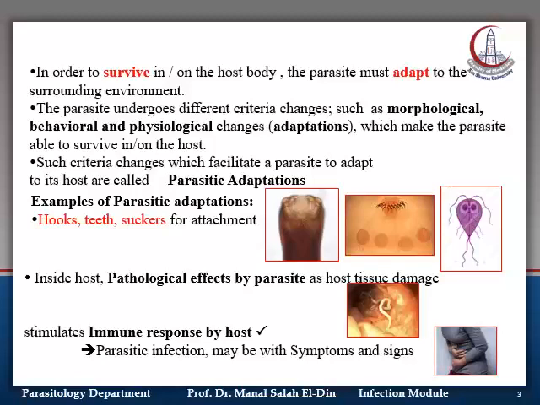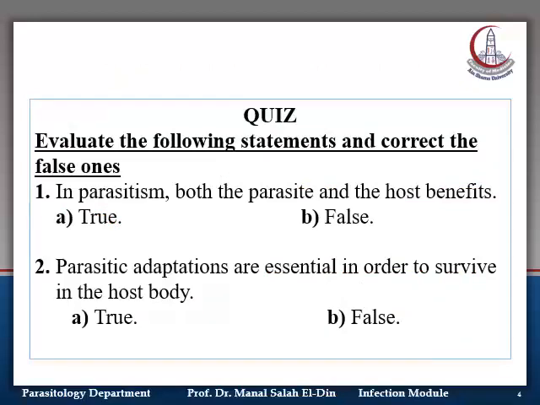Okay, please answer these 2 questions with me. In parasitism, both the parasite and the host benefit. True or false? Of course, false. The rule to establish parasitism is that the parasite benefits and the host is harmed. The second question, parasitic adaptations are essential in order to survive in the host body. True or false? True, it is essential in order for the parasite to live or survive in or on the host body.